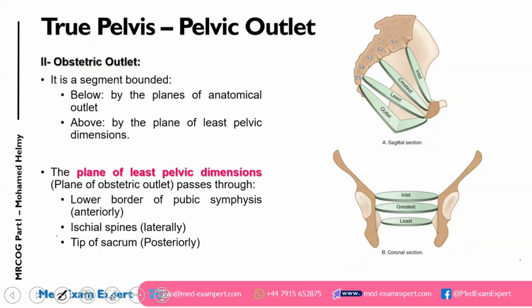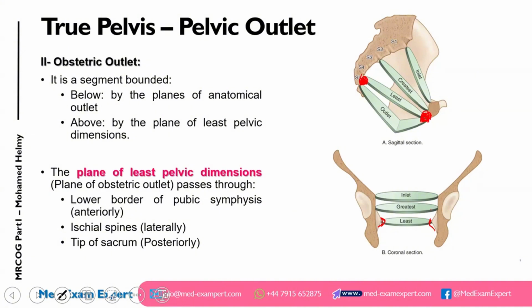So what is the plane of the least pelvic dimension? Simply, it is bounded by the lower border of the symphysis pubis anteriorly, the tip, the lower end of the sacrum posteriorly, and laterally between the two ischial spines. We call it the plane of the least pelvic dimensions because, as I told you, these are the lowest dimensions which confront or face the baby's head during delivery.